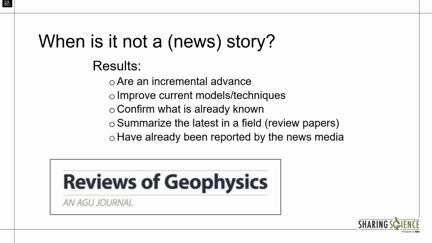So that's newsworthy, and again, there's probably other things. But on the flip side of that, when is something not necessarily newsworthy? An incremental advance to the field. Very important, super necessary from a scientific standpoint, but journalists and their audience might not be interested in that. Improving a model or a technique or a method or whatever that might be. Again, important, but not necessarily super interesting.